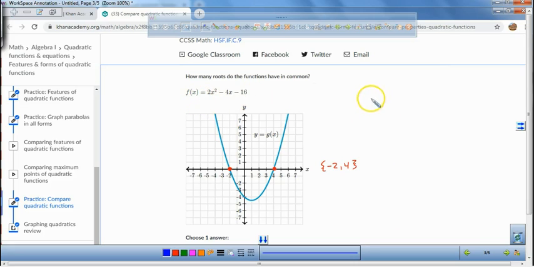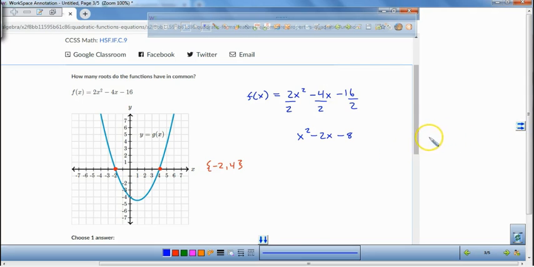Now, we got to find the roots for f of x. So what I'm going to do is I'm going to factor it. Rewrite the equation. 2x squared minus 4x minus 16. I'm going to end up dividing everything by 2 to make it easier to factor. So divide everything by 2. Makes it easier to factor. So we're left with x squared minus 2x minus 8.